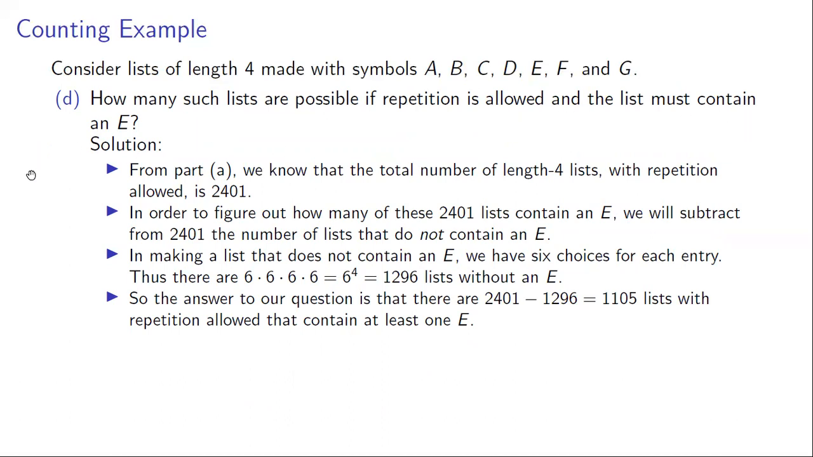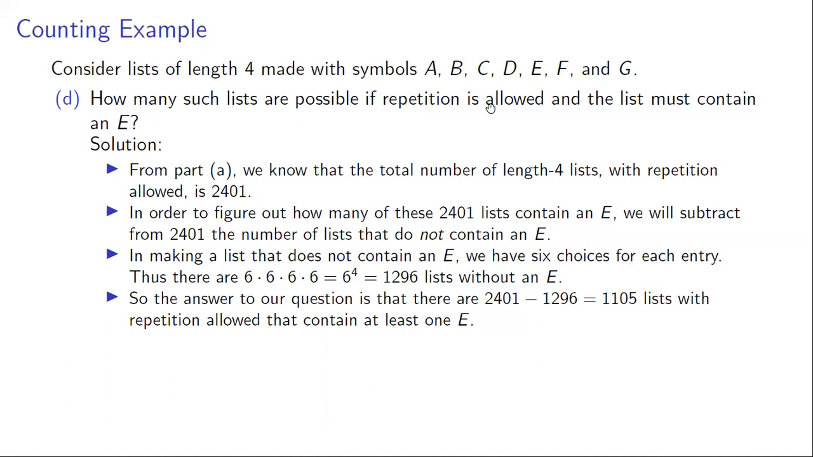Okay, so solution. From part A, we know that the total number of length 4 lists with repetition allowed is 2,401. That was part A, right? How many lists of length 4 with repetition allowed are possible? Answer was 2,401. Now that's not the answer to this question, right? So what we're going to do now is, in order to figure out how many of these 2,401 lists contain an E, which is what we're looking for.